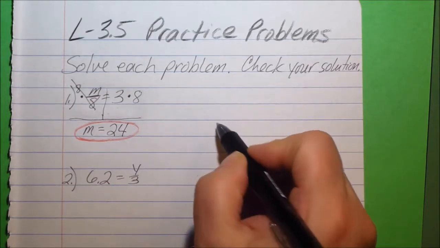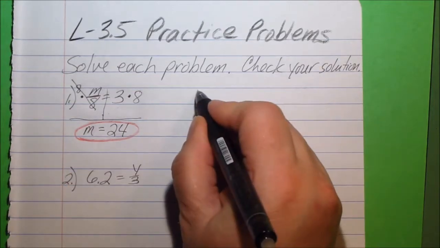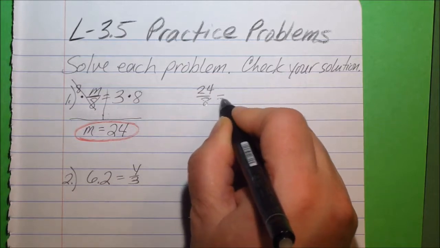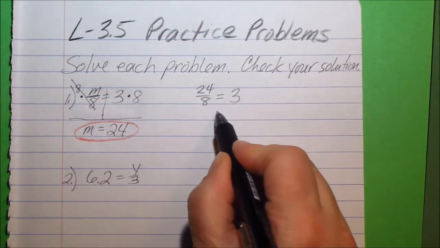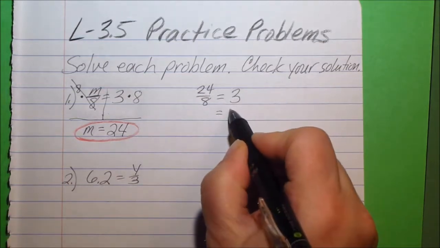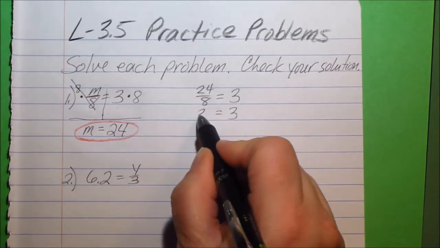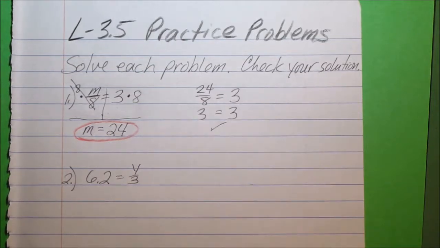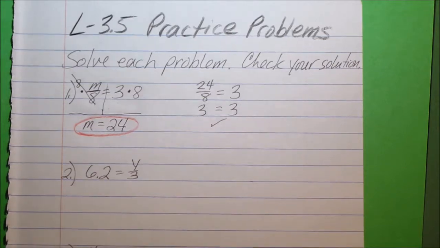So over here I'll do my check. So I plug in 24 for my variable. 24 over 8 equals 3. All right? Well, keep my equal sign lined up and bring down a 3. 24 divided by 8 is 3. 3 equals 3. So check, my solution is true. All right? Okay, so number 2.